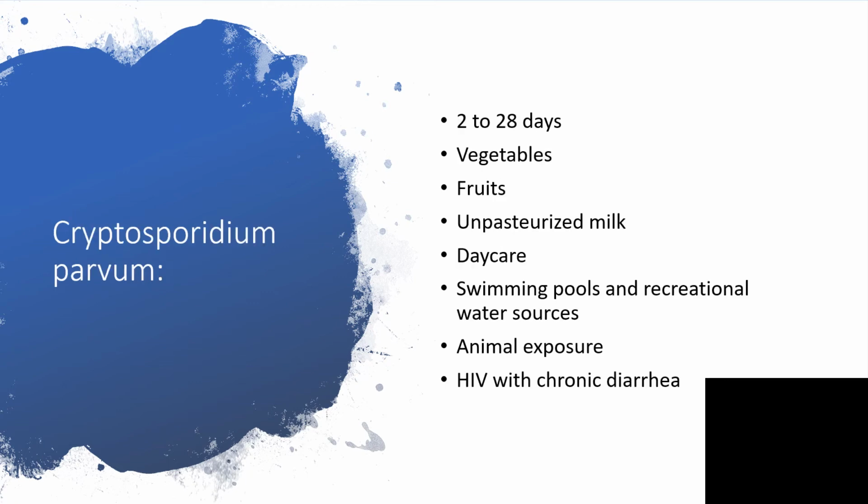Cryptosporidium parvum comes up within 2 to 28 days. Acquired through contaminated vegetables, fruits, unpasteurized milk, found in daycare, as well as swimming pools and recreational water resources. Mostly gotten from animal exposure, and common in HIV-infected individuals with chronic diarrhea.